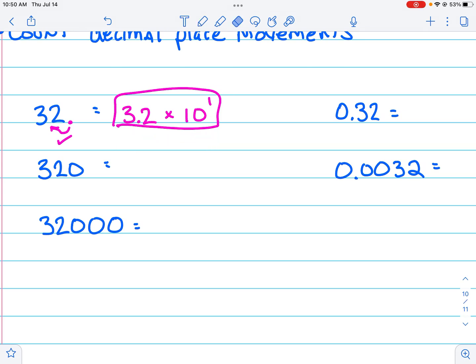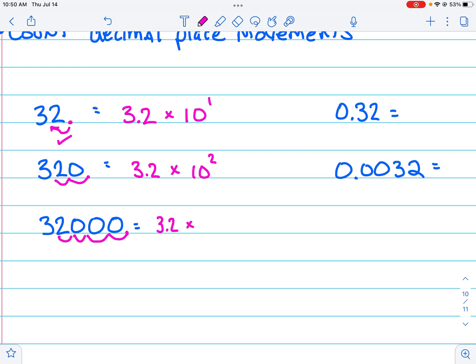But I bring this up because the second example is just ever so slightly different. My decimal's at the end because I don't see it. And to get it into position to be 3.2, I have to move it twice. So guess what? 10 to the second. And if I had a bigger number still, I'd imagine 1, 2, 3, 4. So 3.2 times 10 to the fourth. Keeping in mind the first number always has to be between 1 and 9.9 repeating. The second piece always has to have a times sign. The third piece always has to have a 10. And the exponent always has to be an integer.